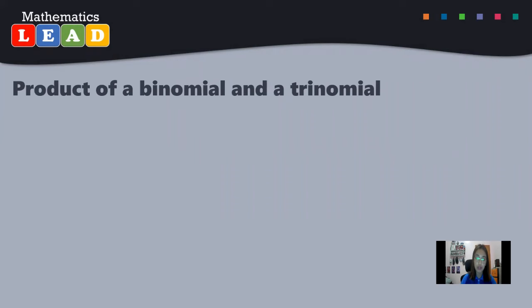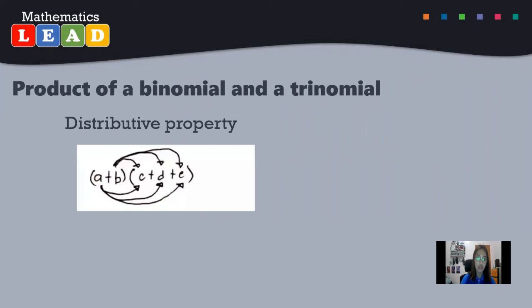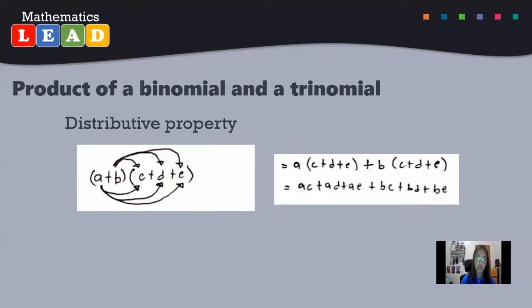Okay, that's great. Now, we will proceed with getting the product of a binomial and a trinomial. With this, we will not use the FOIL method. Instead, we will use the distributive property. Given (A + B) times (C + D + E), we will have to distribute A to the second factor. The next is B times the second factor. That's why we have A times (C + D + E), and then plus B times (C + D + E). We will get the final answer of AC plus AD plus AE plus BC plus BD plus BE.